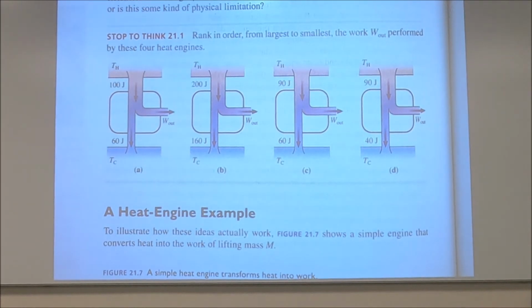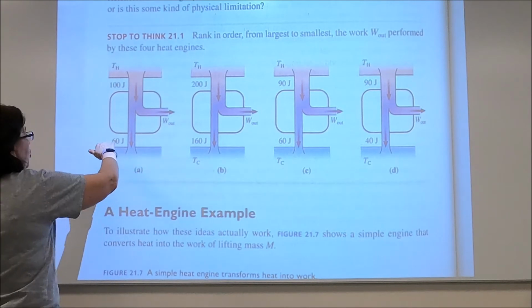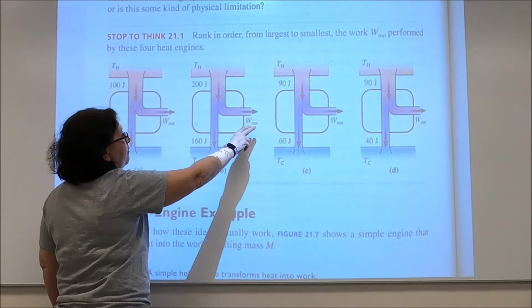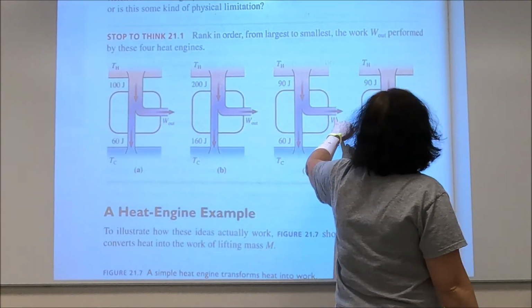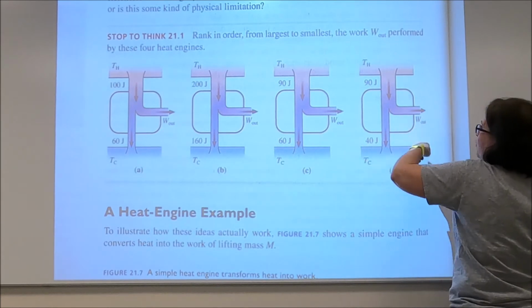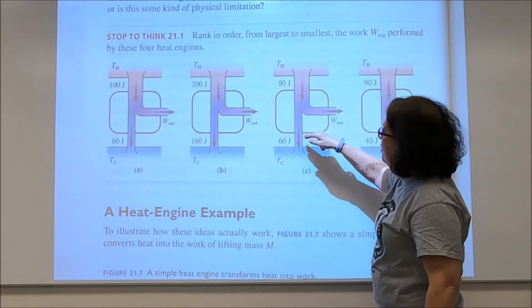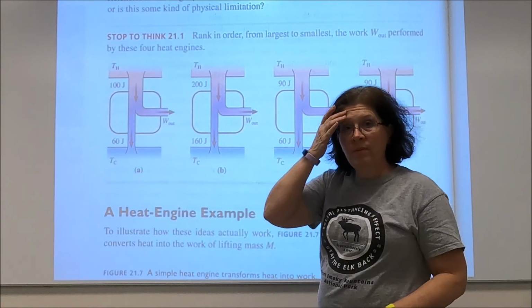What it says is rank in order from largest to smallest the work out performed for these 4 heat engines. Well, all I have to do to get work out is subtract Q_C from Q_H. So here I have 40, here I have 40, here I have 30, and 90 minus 40 is 50. So the largest amount is D, and then C, and then A and B are equal.